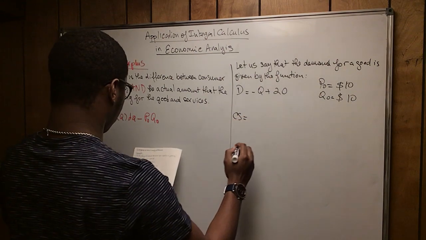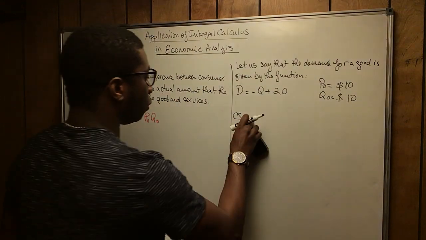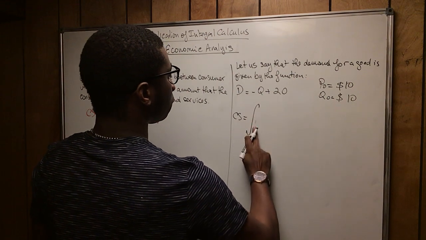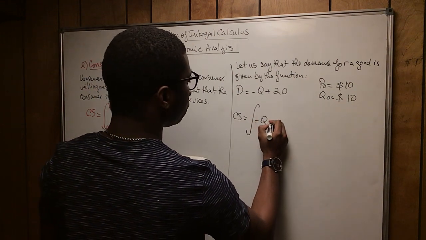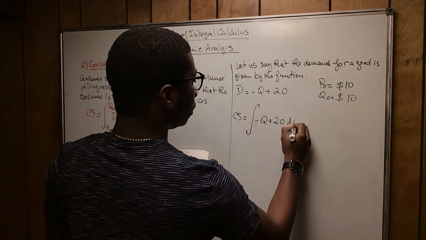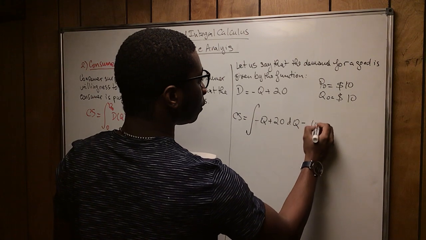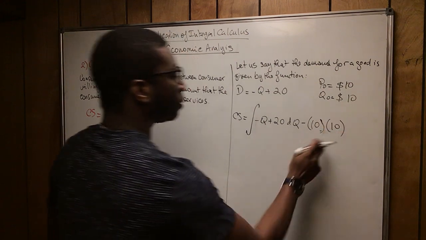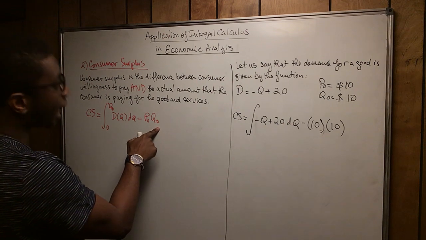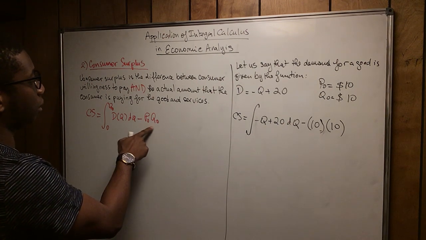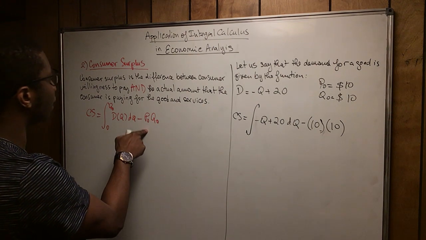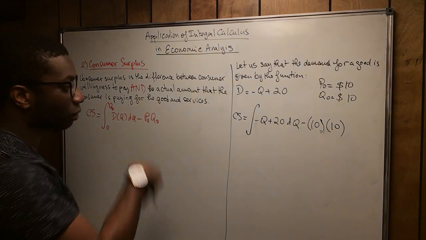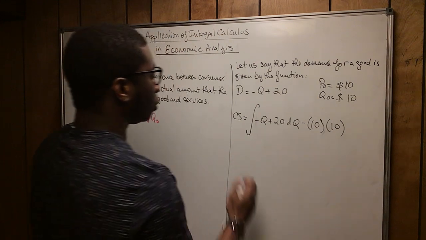So consumer surplus is going to be the integration of minus Q plus 20 dQ minus 10 times 10. Remember, P0 times Q0. So remember, P0 is the actual amount that the consumer is paying for the good and services, and Q0 is the quantity that the consumer is currently consuming.